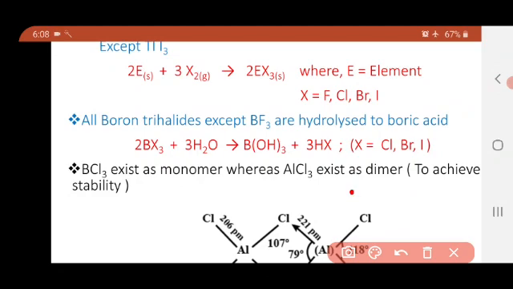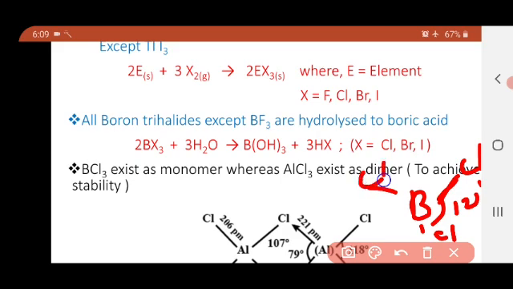Now here which one is not reacting? BF3 is not showing the reaction. Otherwise all trihalides show a similar reaction. Okay. Now how does BCl3 exist? It exists as a monomer. Last year we studied the structure of BCl3. It is like this. It is sp2 hybridized, and hence the angle is 120 degrees. Right? This is how we studied the structure of BCl3.